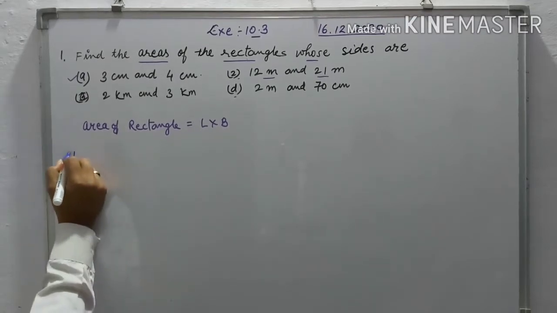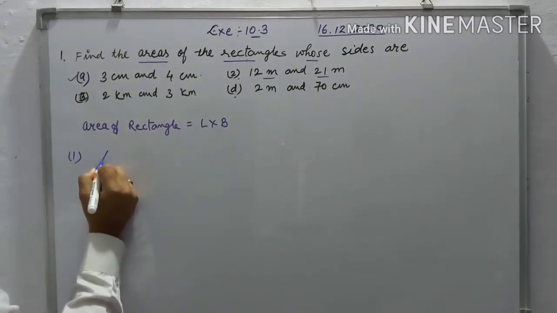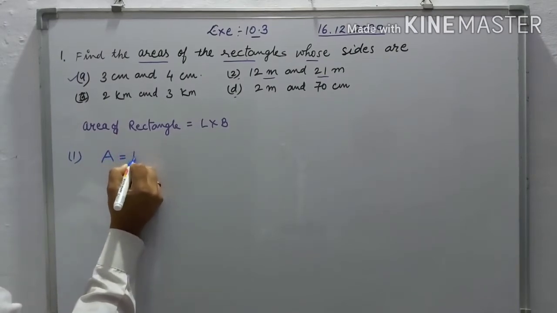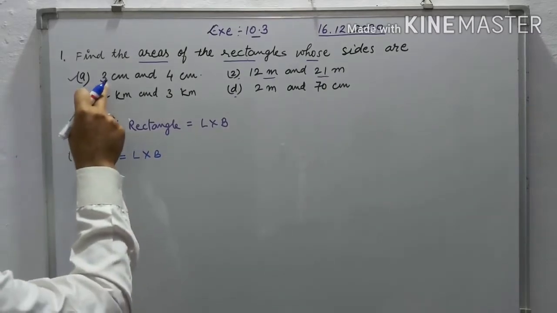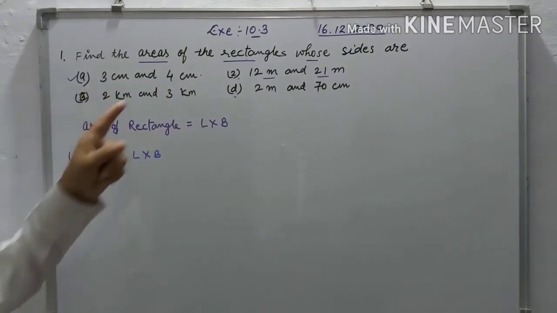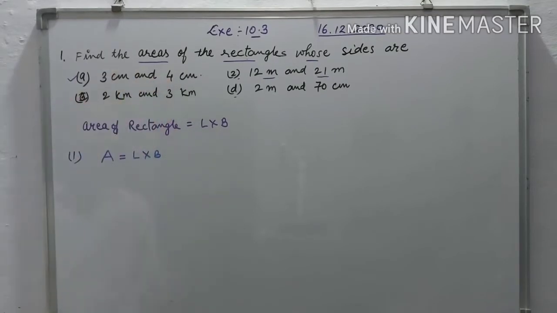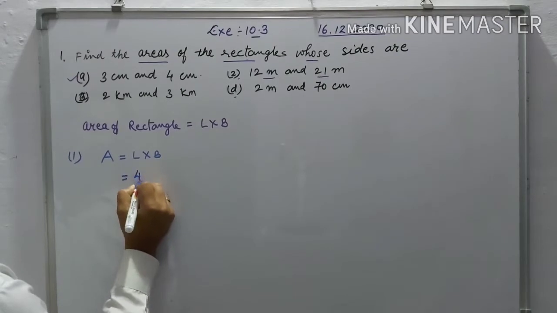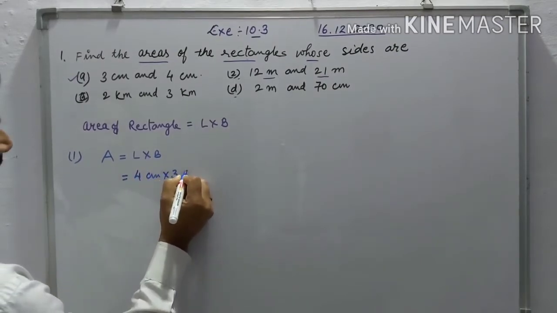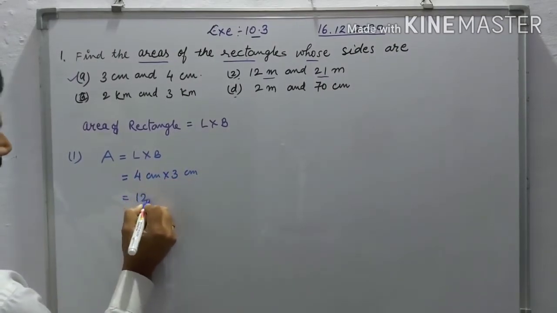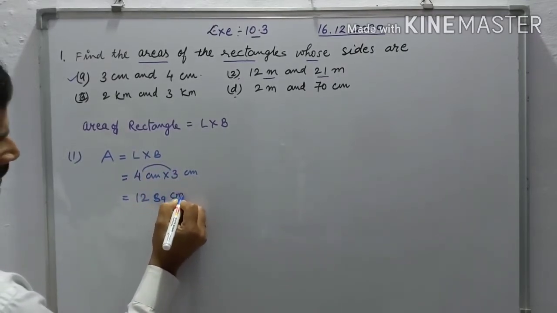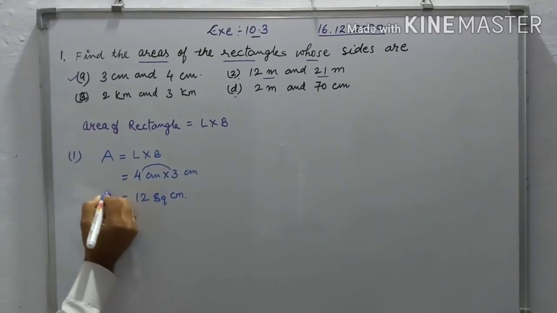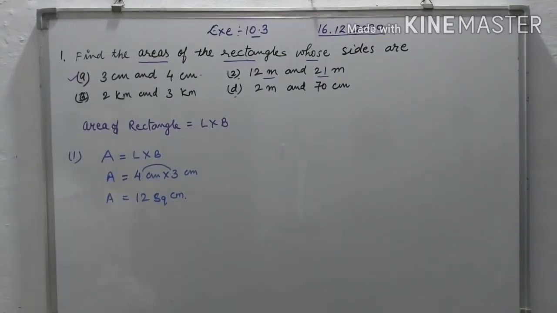Area will be, write the capital A is equal to L into B. Two sides are given, 3 centimeter and 4 centimeter. The 4 is greater than 3, which means the 4 centimeter is the length, because length is always greater than breadth. That will be 4 centimeter into 3 centimeter is equal to 12 square centimeter. Okay, the area is 12 square centimeter.